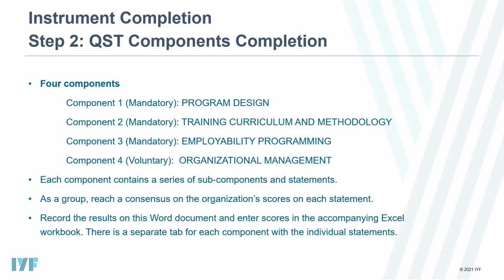After completing the worksheet, move on to the remaining sections of the QST. The instrument has 4 components with subcomponents and statements. As a group, reach a consensus on the score you will assign to each statement. Record the results on the Word document. After rating each statement in Word, enter the scores in an Excel workbook provided to you as an attachment to my group email. Note that the Excel workbook has separate tabs for each component.